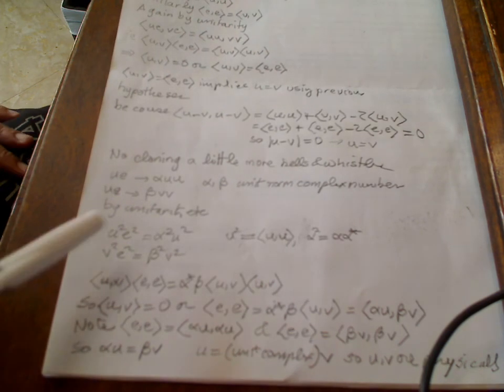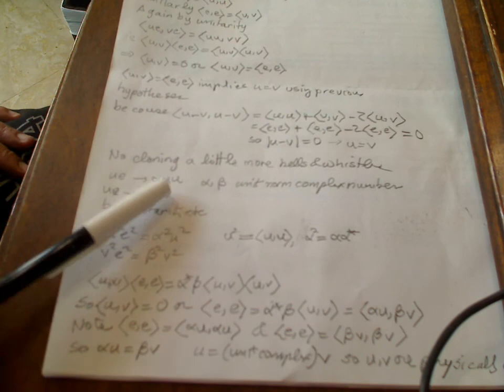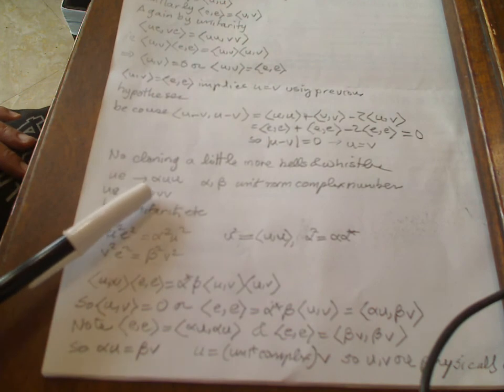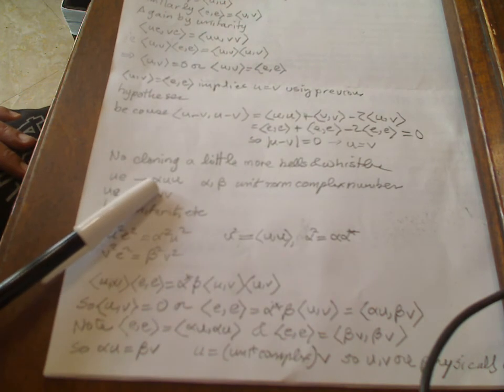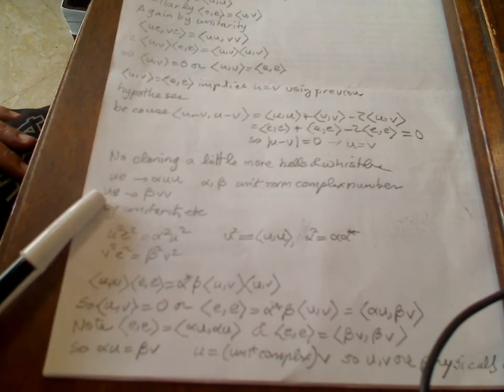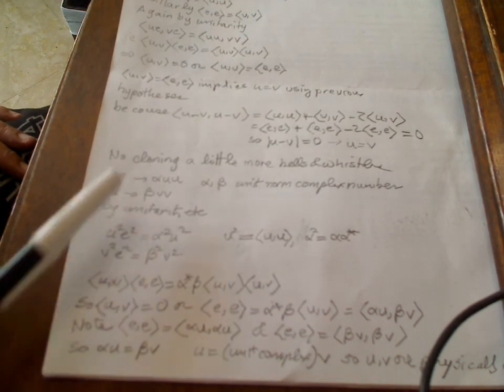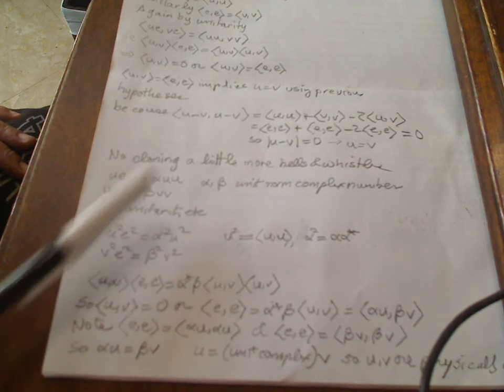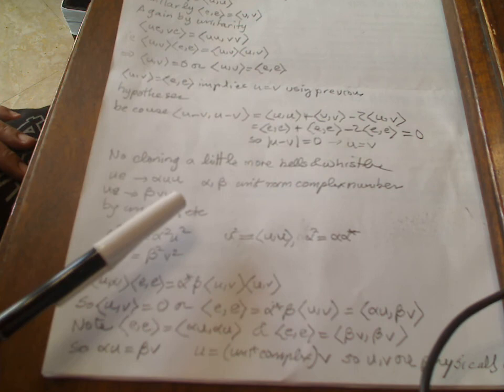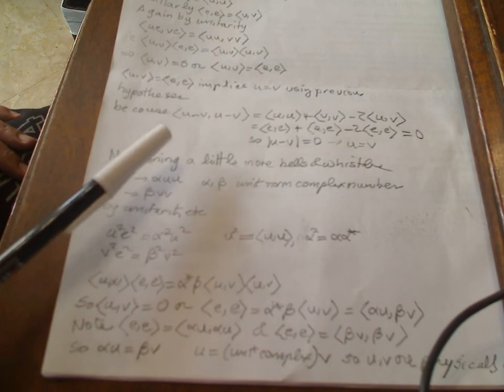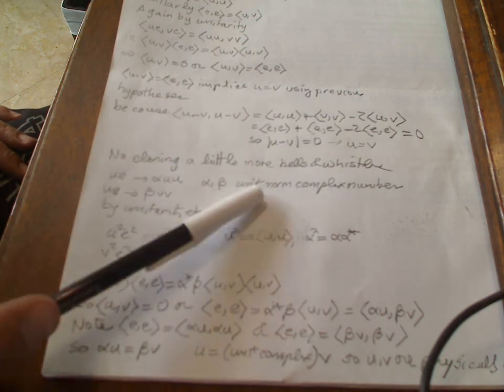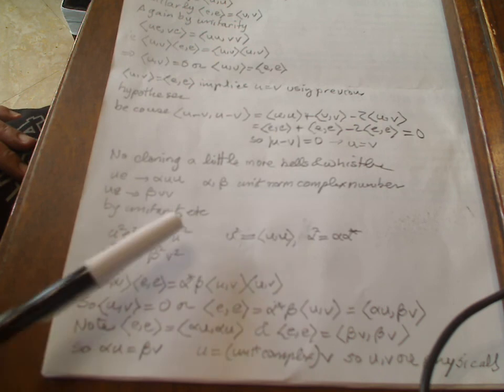Okay. There you have the same thing as before, right? But you have here the possibility of having a complex unit number in front that comes out. When you do UE, it gives you alpha UU, and then you do VE, and that gives you beta VV, right? Same as before, but with this alpha and beta, which are unit complex numbers in front.